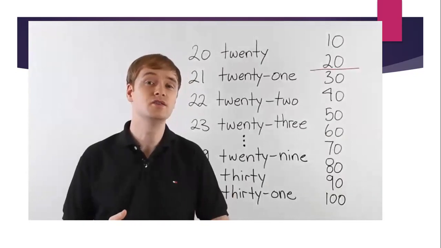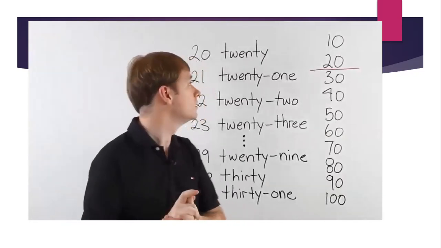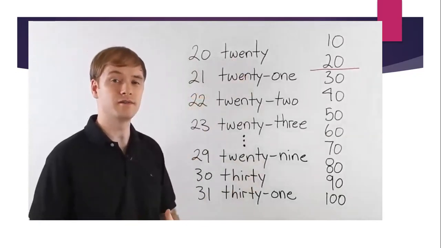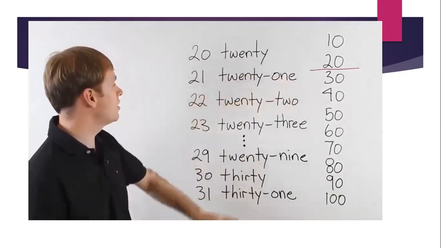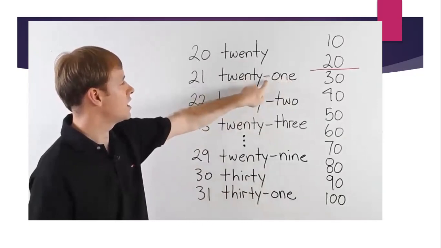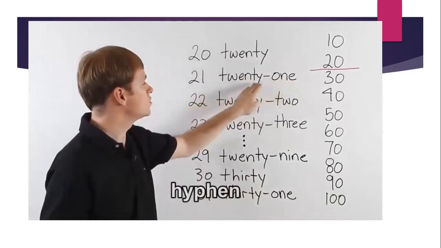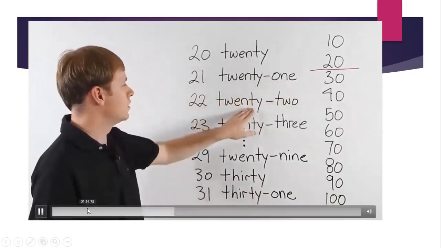Okay, so let's continue with the numbers from 20 to 100. We've already studied 20. Well, what comes after 20? 21. And we can see how I spell it. 20, and we have to put a hyphen, 1. 21. And after 21, 22.